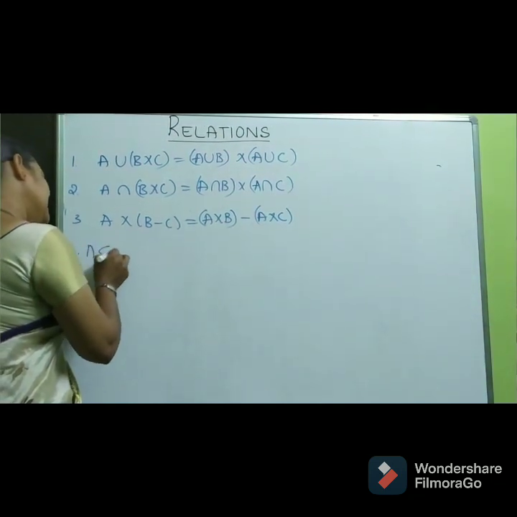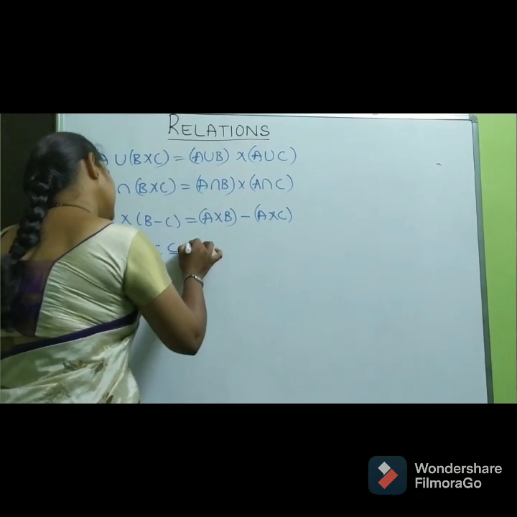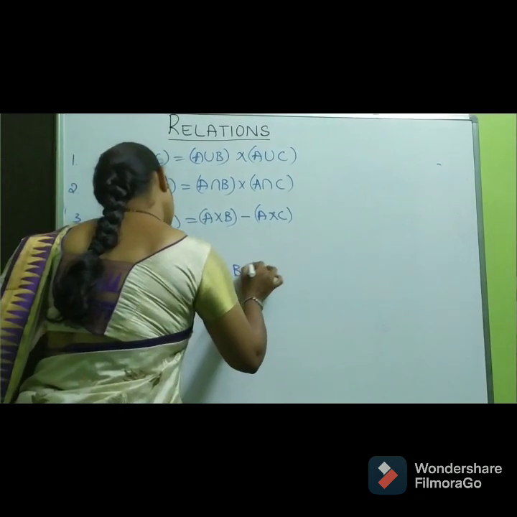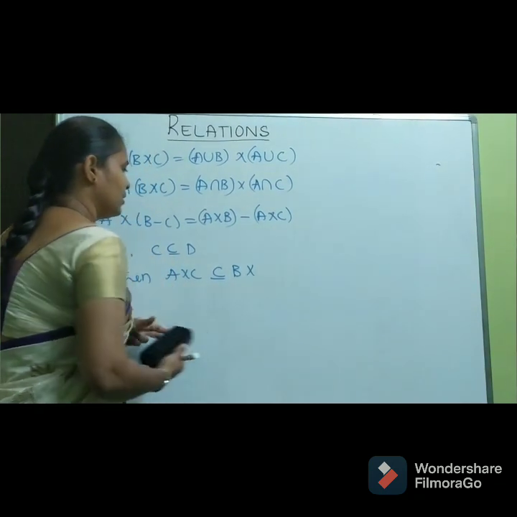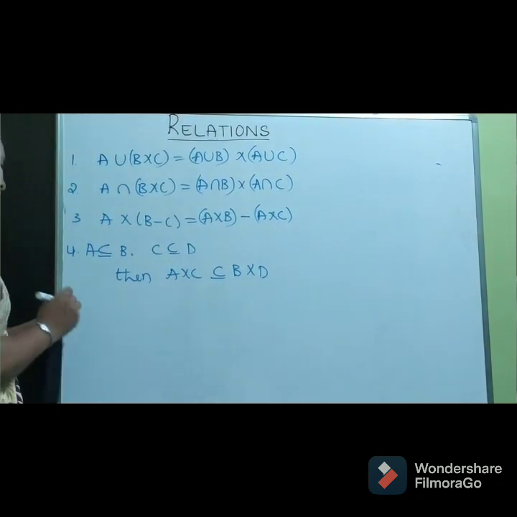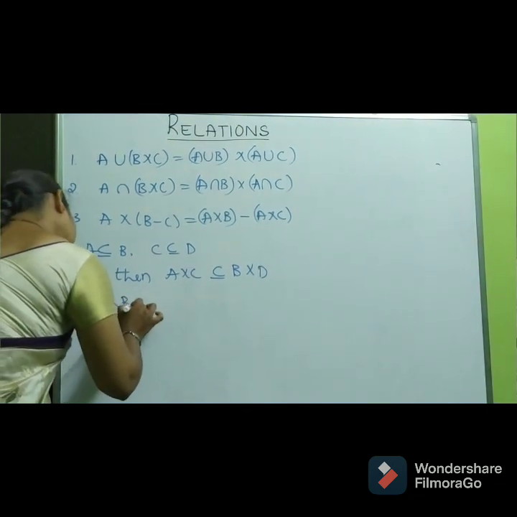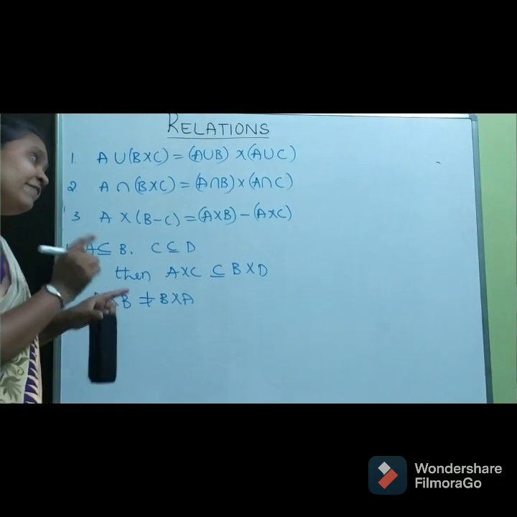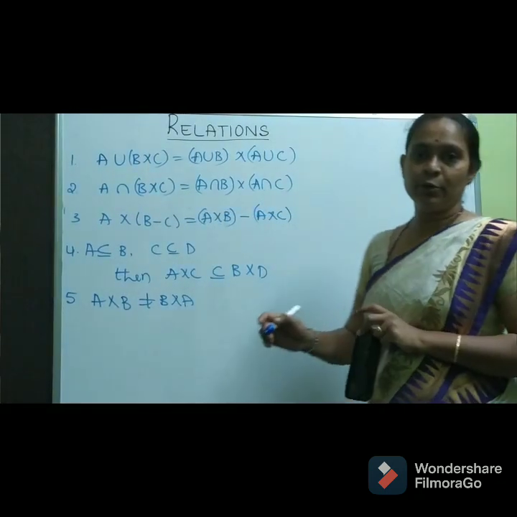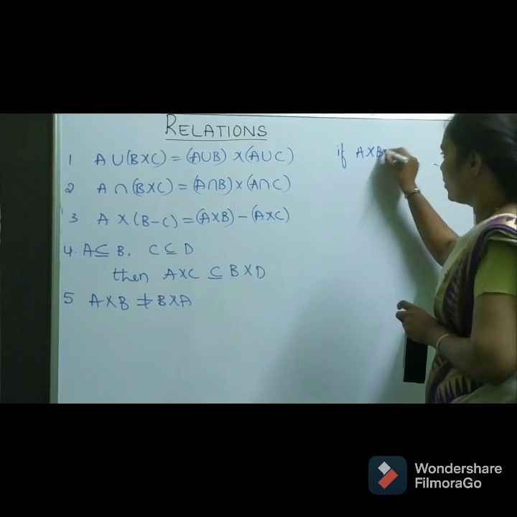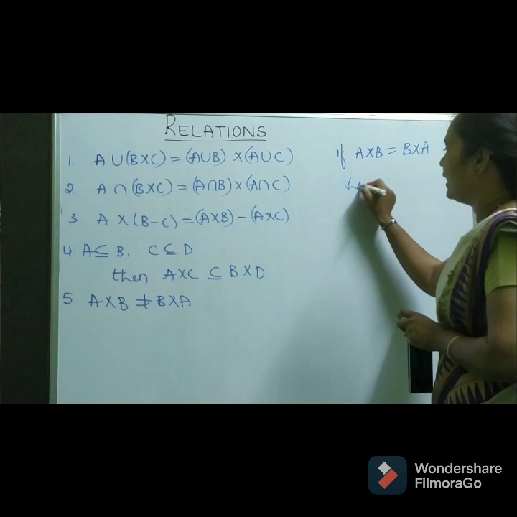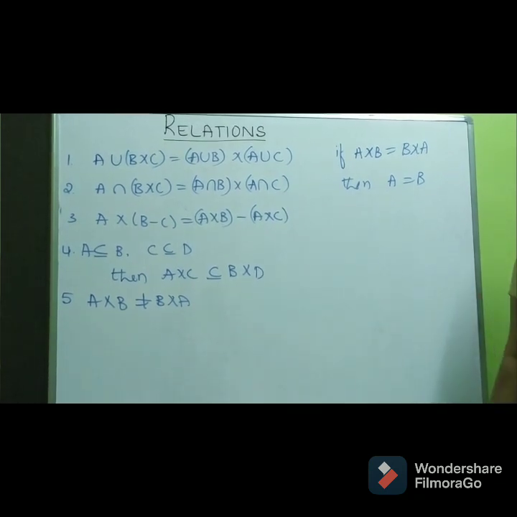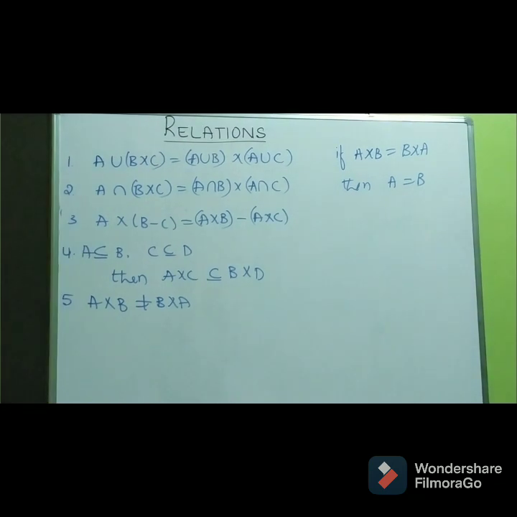Suppose A is a subset of B, C is a subset of D, then A cross C is a subset of B cross D. Always A cross B is not equal to B cross A. If it happens, that means if A cross B is equal to B cross A, then A is equal to B. That is, set A is equal to set B. These are few important results. Now we'll go for relations.